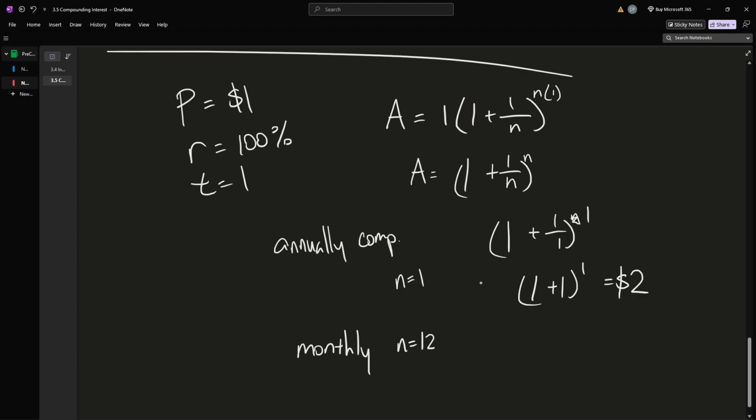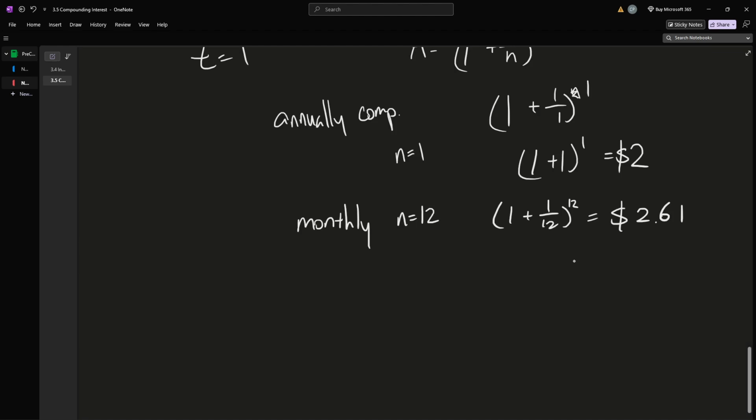N equals 12. 1 plus 1 over 12 to the 12. We know that it will have to be bigger. How much bigger, you say? We have 1 plus 1 divided by 12 to the 12th power equals 2.61. Much bigger, but there's still more to go.